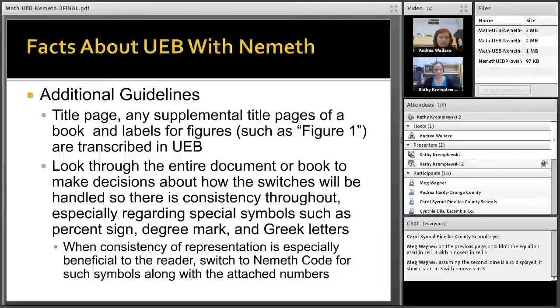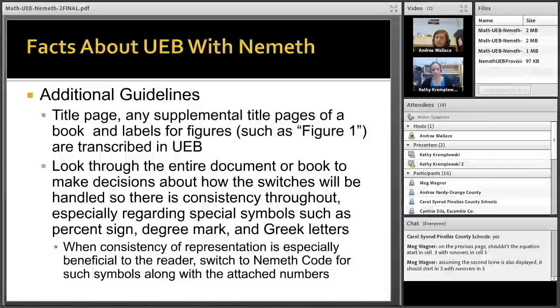We'll move on. All right, so additional guidelines. The title page, any supplemental title pages of the book, and labels for figures, such as figure 1, should all be transcribed in UEB. It was suggested for transcribers to look through the entire document or book to make decisions about how the switches will be handled, so there's consistency throughout. And this was especially regarding special symbols such as %, degree mark, and Greek letters and stuff like that.